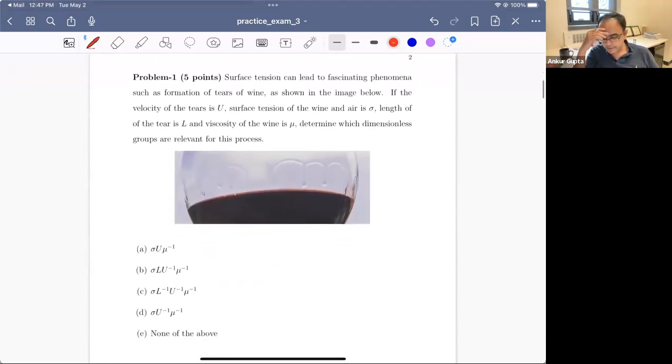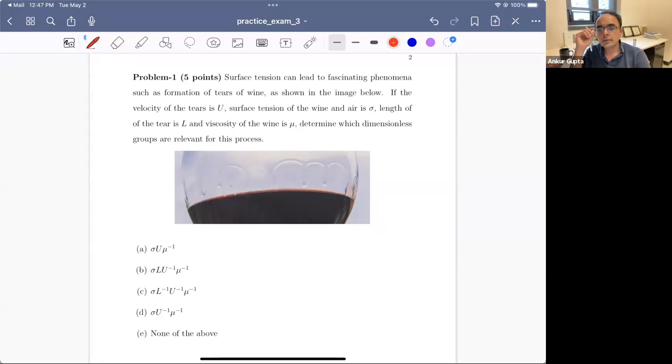So the first question says that surface tension can lead to fascinating phenomena such as formation of tears of wine, as shown in the figure below. So we see this beautiful image where we see these tears of wine on a glass. You can see them very commonly. If the velocity of the tears is u, surface tension of the wine and air is sigma, length of the tear is L, and viscosity is mu of the wine, that would determine which dimensional groups are relevant for this process. So as it's very clear from the text, this is essentially a dimensional analysis problem.